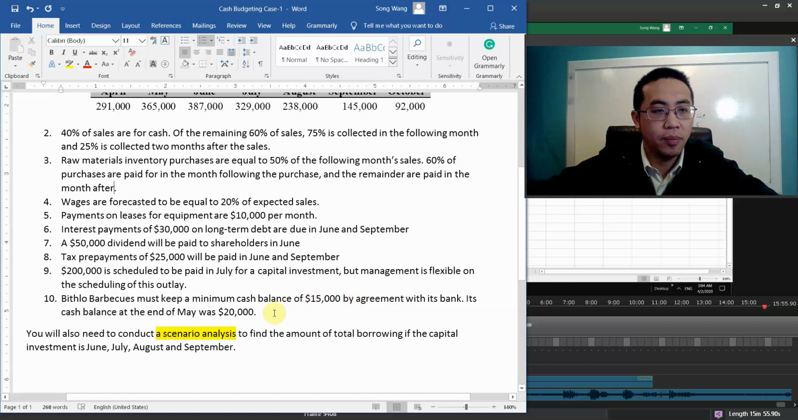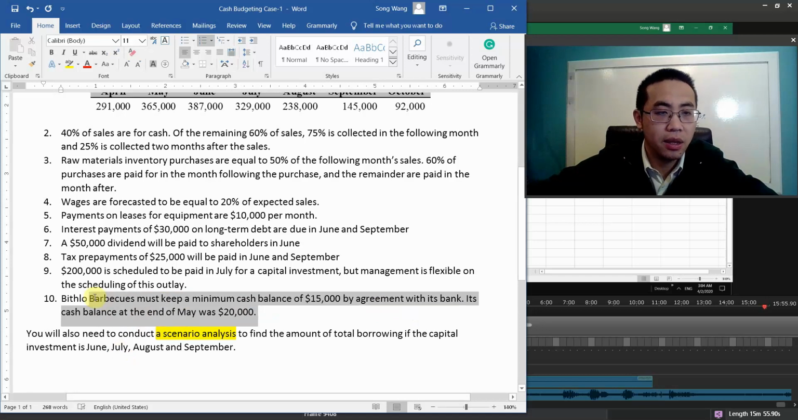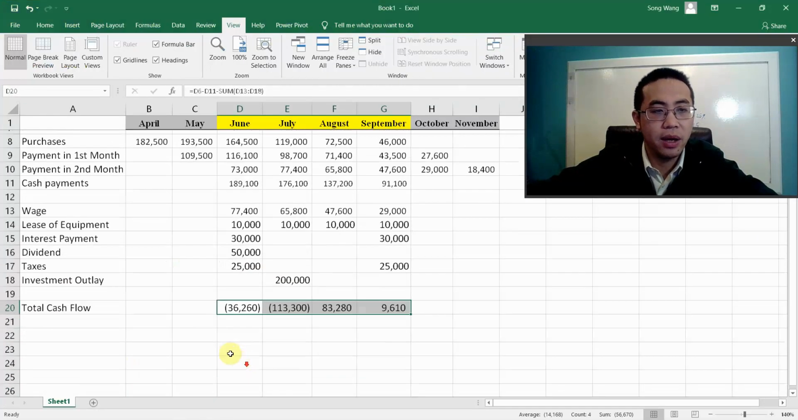Okay, number 10. The company has to maintain a minimum cash balance of $15,000 by agreement with its bank. Well, definitely the bank has to impose certain covenants to prevent the managers from wasting the money. So in the previous module, we learned about capital structure. We learned that the bank has to prevent this kind of agency problem by enforcing some of the agreements. Anyways, back to part 10, you will need to set up the minimum cash balance.